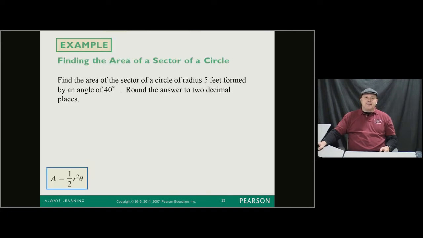So let's look at this example here. Find the area of a sector of a circle of radius 5 feet formed by an angle of 40 degrees. The first thing we have to remember is area equals 1/2 R squared times theta. These formulas that you're learning here, A equals 1/2 R squared times theta, and the other one, S equals R times theta, you need to put those on a little index card and have them memorized real quick.